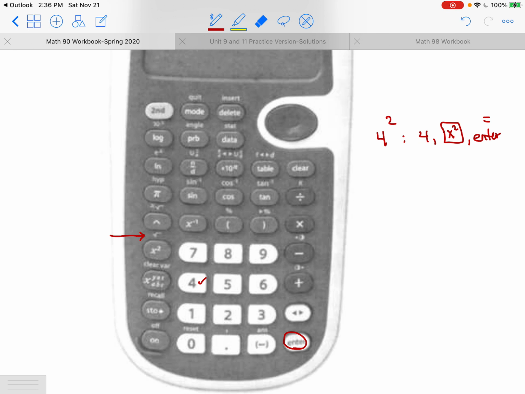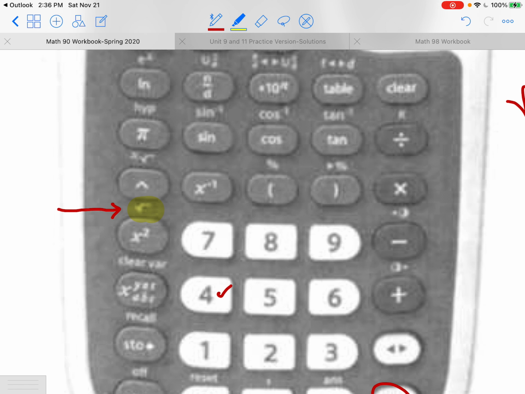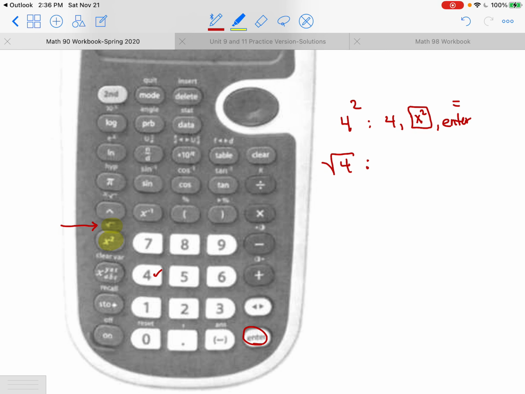Let's say we were going the opposite way, and we wanted to square root our 4. I'm going to zoom in a little bit. There is a square root symbol right above this x squared. This square root button is colored the same as the second button. Usually it's yellow or green, usually those are the two colors.